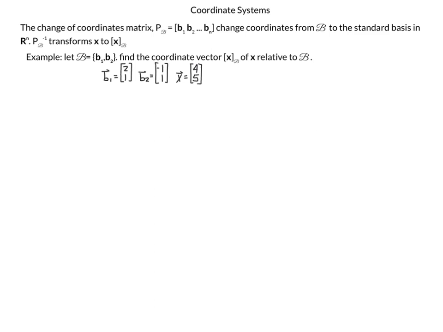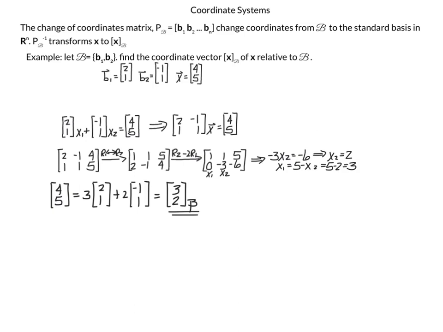So let B equal B1, B2, where B1 is 2, 1, and B2 is -1, 1. Find the coordinate vector of X relative to B. So X is equal to 4, 5 in the standard bases. So what we're asking then is for 4, 5 to be written as a linear combination of 2, 1 and -1, 1. So we have this vector equation here, 2, 1, x1 plus -1, 1, x2 is equal to 4, 5. So now we're going to look at our matrix equation, which is 2, 1, -1, 1, x is equal to 4, 5, and we're solving for x.